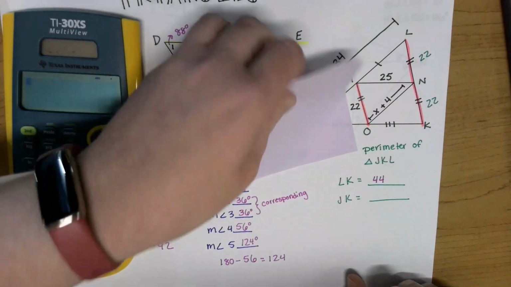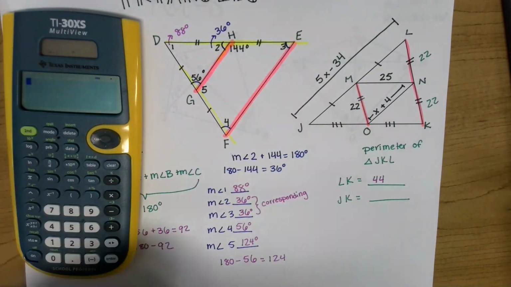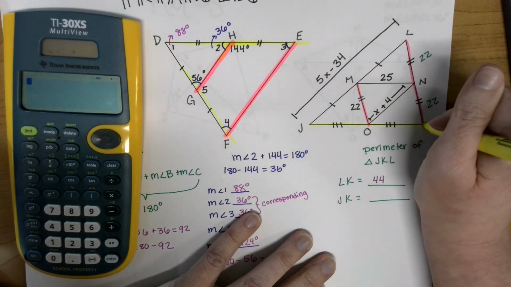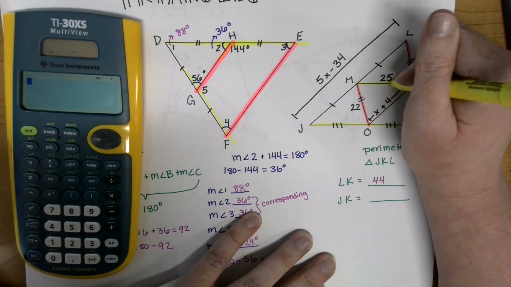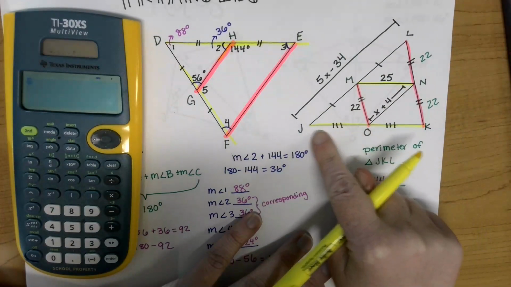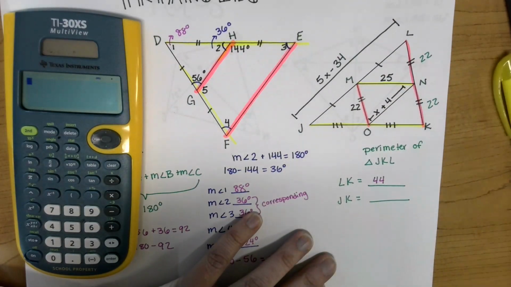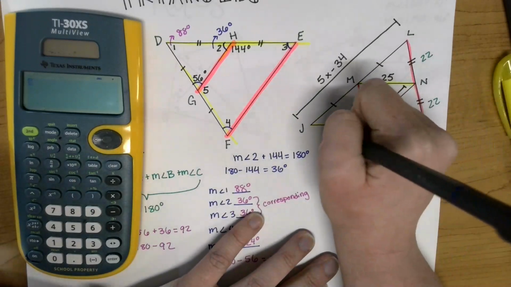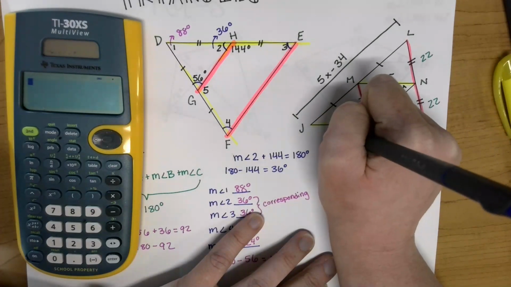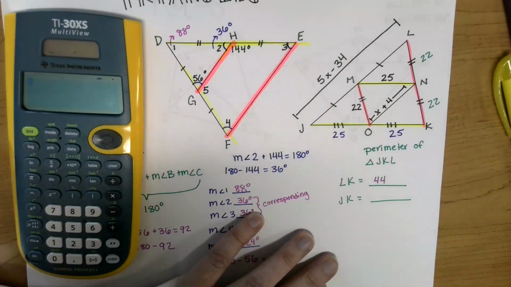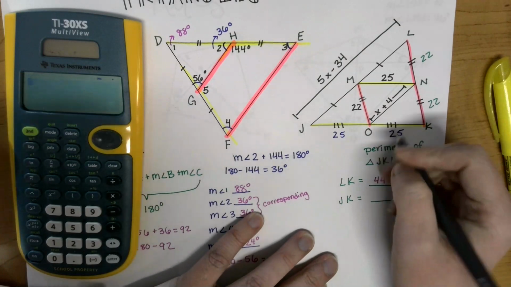We're going to do the same process with JK. So here's JK. Here's the mid-segment. That mid-segment should be congruent to half of the triangle side. So if this is 25, then this is 25, and this is 25. Add those together, and JK should be 50.